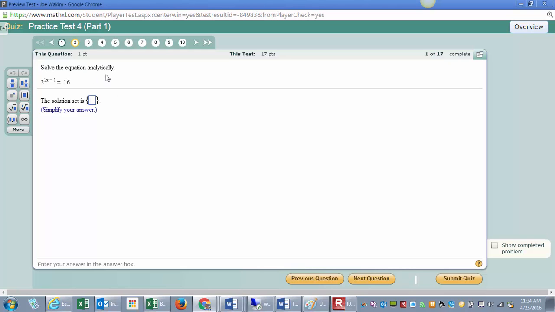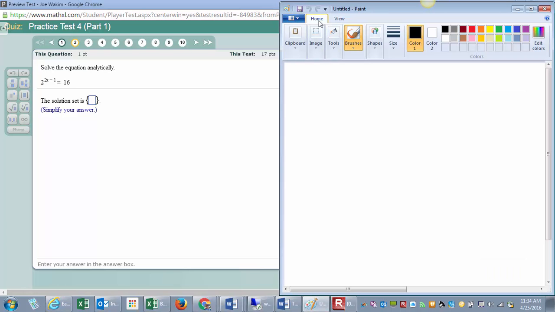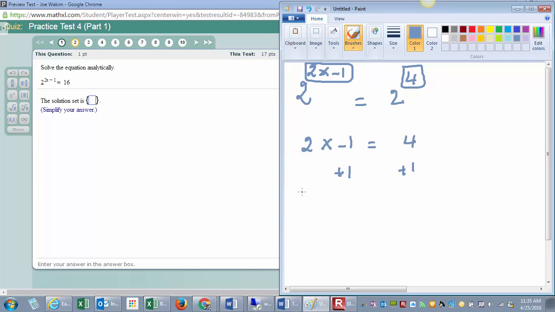Solve the equation analytically. All right, let's try this one. So now all we have to do is solve this problem, and we have 2 to the power 2x minus 1 equals 2 to the power 4, right? 16 is 2 to the power 4 because 2 times 2 is 4, times 2 is 8, times 2 is 16. And now the 2's are equal, therefore the exponents must be equal. Let's solve for x. 2x minus 1 equals 4. Add 1 to both sides. That gives me 2x equals 5, and of course x would be 5 over 2.